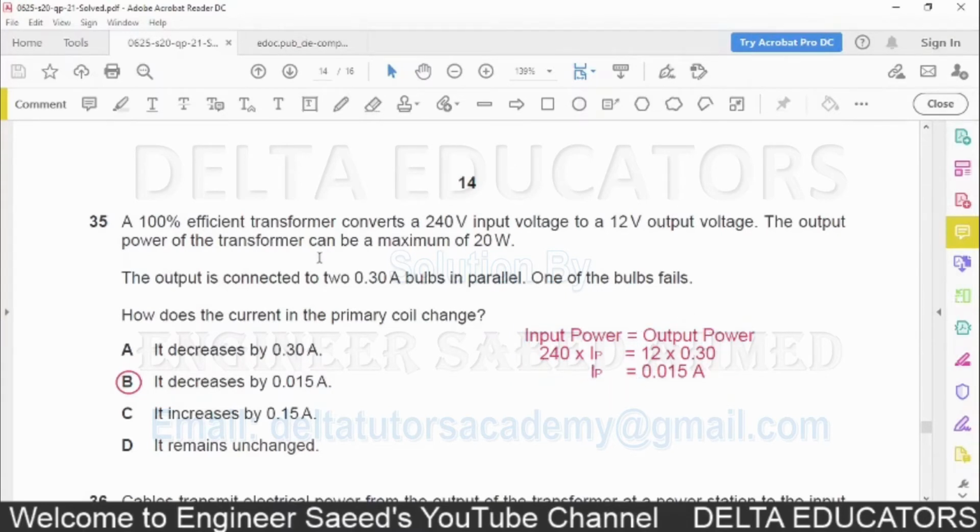What about the output current? Here it is given that the output is connected to 0.3 ampere bulbs in parallel. One of the bulbs fails. Since one of the bulbs fails, here we have only one bulb and that bulb is drawing a current of 0.3 ampere. So the value of output current is 0.3 ampere. Now by solving this, we will get the answer 0.015 ampere, that is given in option B. So the correct option is option B.